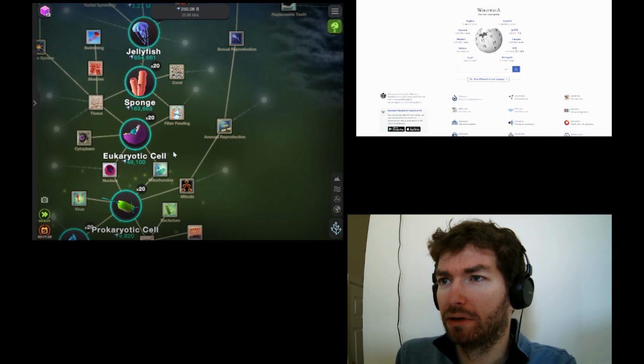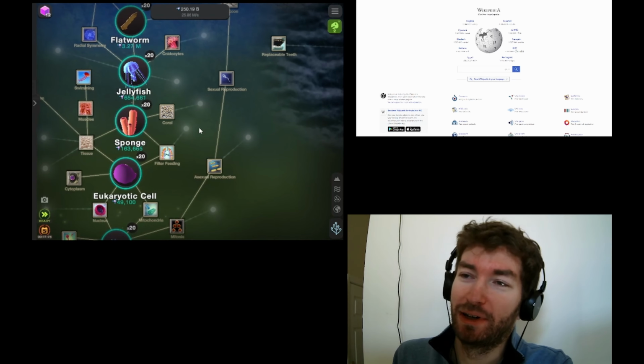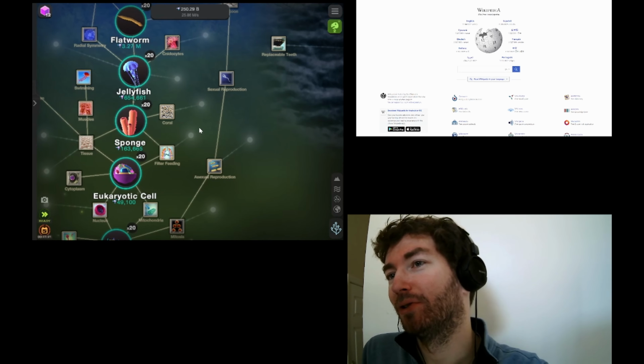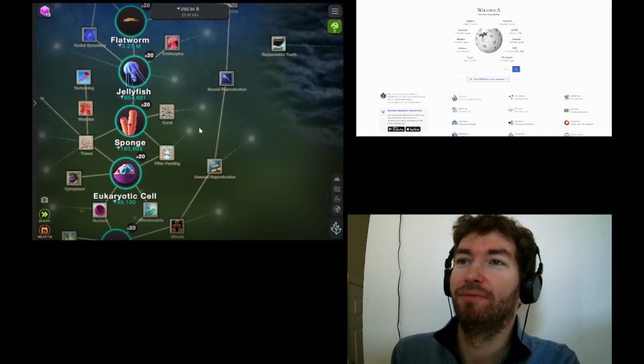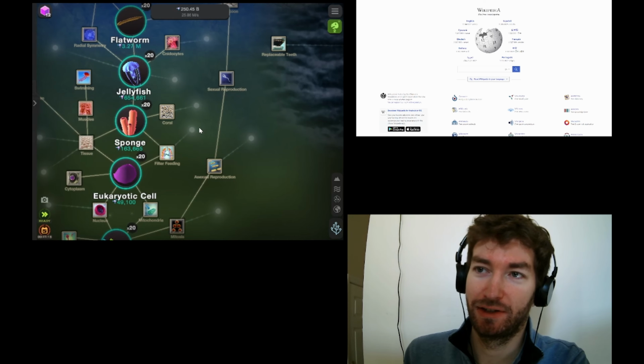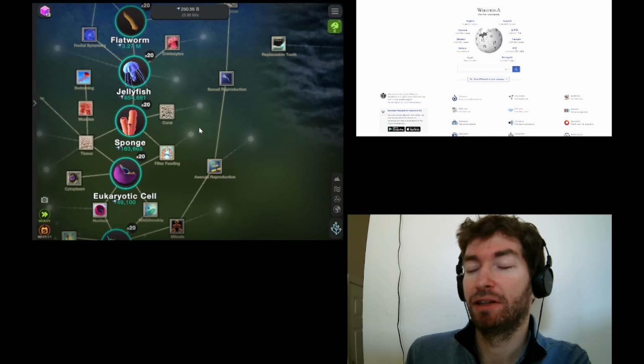Cytoplasm. We filter feeding. We get sponges. So, sponges, I have a love-hate relationship with sponges. Sponges are cool. However, biologists consider sponges to be an animal and to be the first animal.